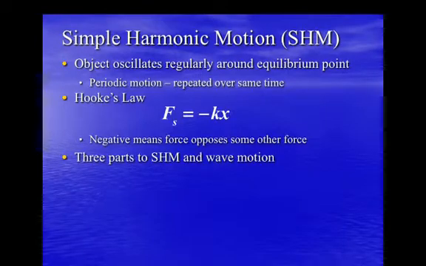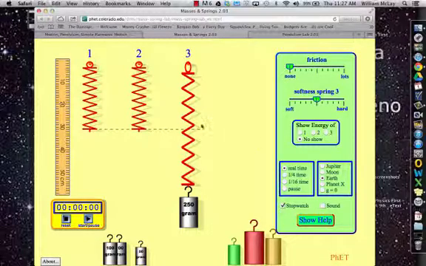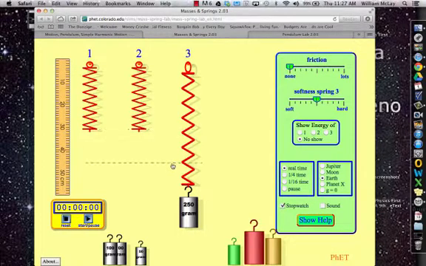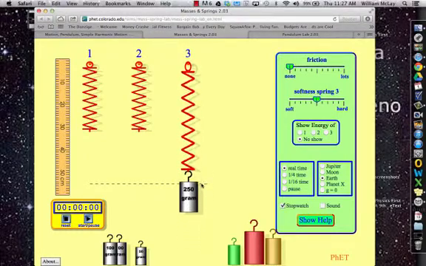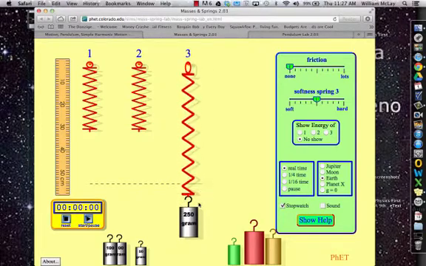Now, what that means, though, is when you have something that has the ability to oscillate around an equilibrium point, then it's going to exhibit simple harmonic motion. What I mean by that, as we can see in the simulation, is that right now this is in equilibrium. It's sitting at rest. If I pull it back a little bit from equilibrium, it will now oscillate very regularly around that equilibrium point, back and forth, back and forth, back and forth.